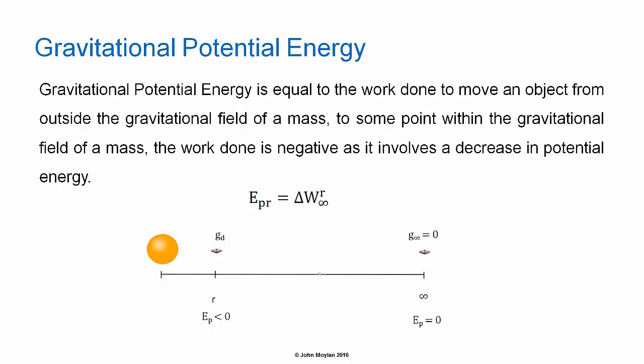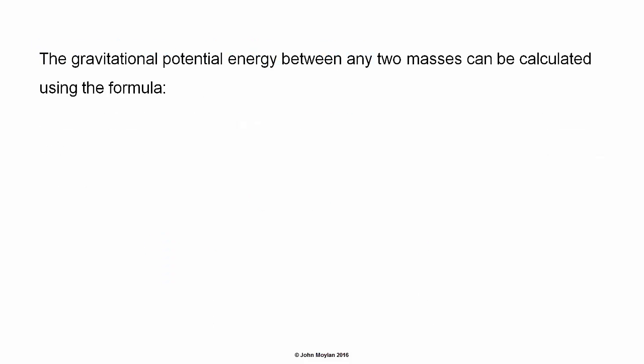So gravitational potential energy is equal to the work done to move an object from infinity, that is outside the gravitational field of a mass, to some point inside the gravitational field of a mass, and at infinity gravitational potential energy is equal to 0, and at a distance r from the center of mass of the object, the gravitational potential energy will be less than 0.